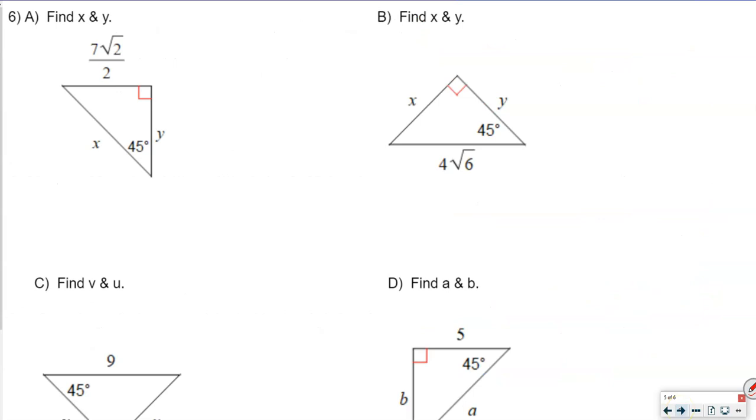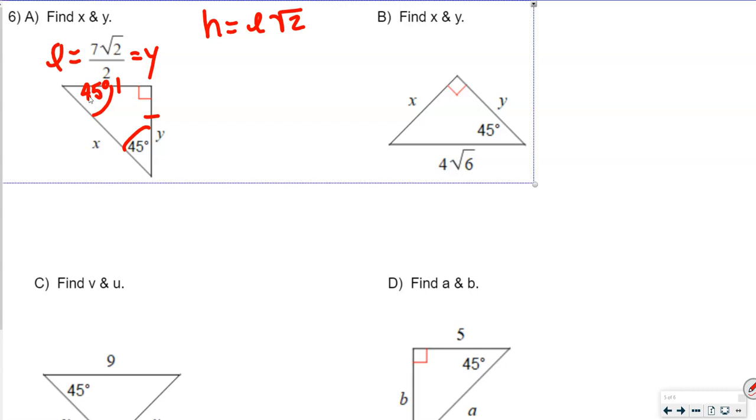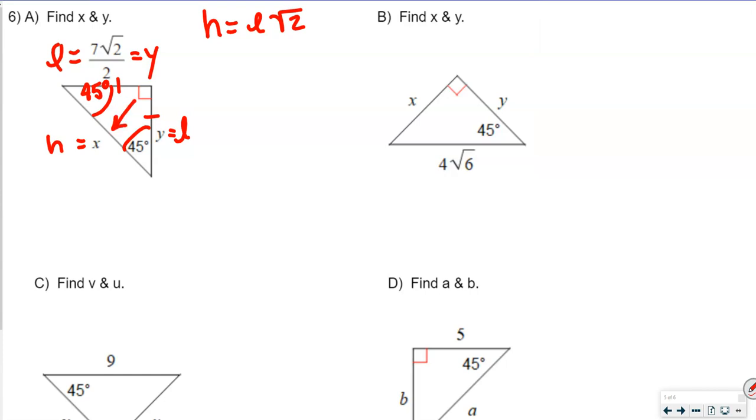All right, so our next one says find X and Y. So I want to label things first. And I always want to mark my missing angle. So this is 45. That tells me that these two angles are congruent, thus these two sides are congruent. So this is also equal to y, isn't it? Now we have one formula for 45, 45, 90. It's h is equal to L square root of 2. So I'm going to label this as L, and this is L, and this is h, because it's opposite the right angle, right?